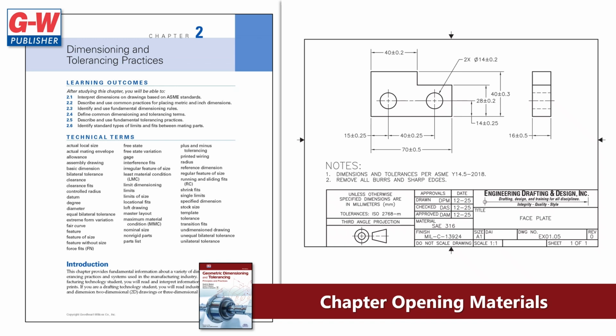Each chapter opener contains a list of learning outcomes and a list of technical terms. The learning outcomes clearly identify the knowledge and skills to be gained when the chapter is completed. The technical terms list the key words to be learned in the chapter. Definitions for the technical terms are given in the glossary.